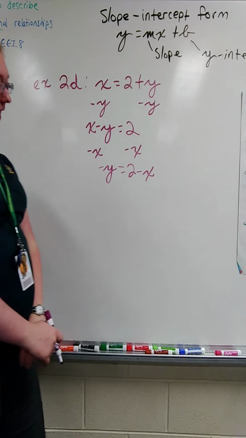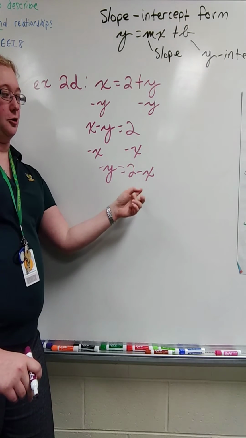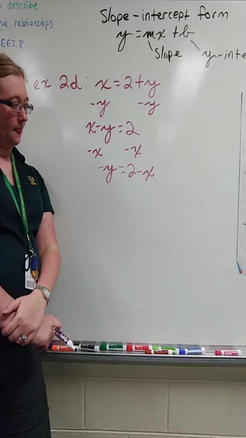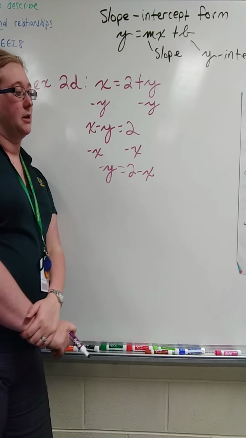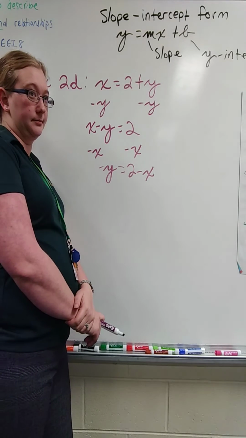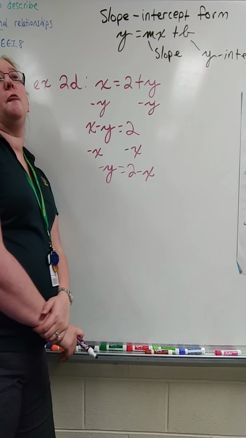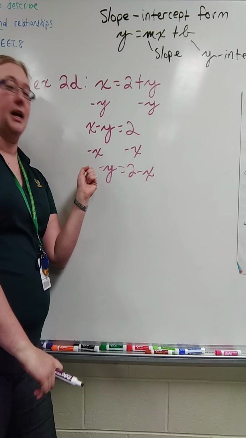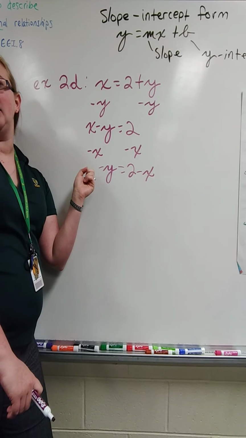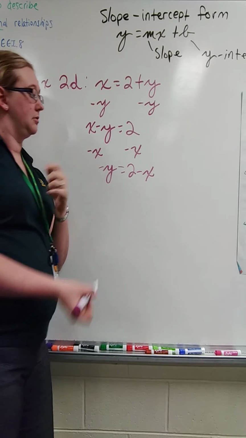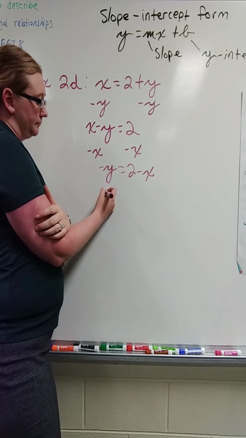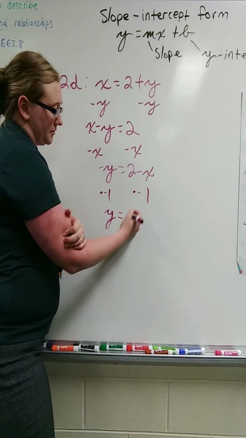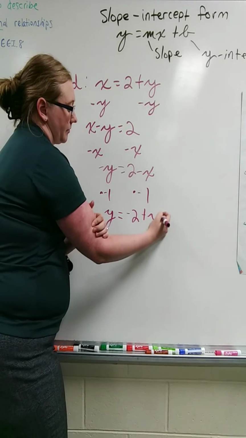If I add y, then I would end up with 0 equals 2 minus x plus y. Not quite. If we multiply by negative 1, would I eliminate the negative? Yeah. Would anything else change? No. So let's multiply by negative 1. That leaves us with y equals negative 2 plus x.